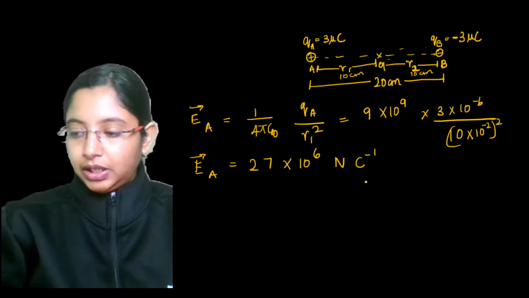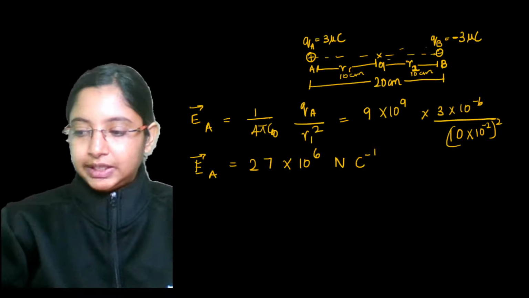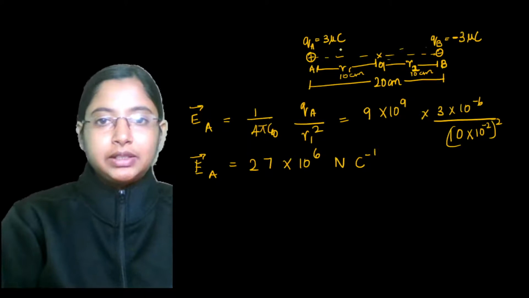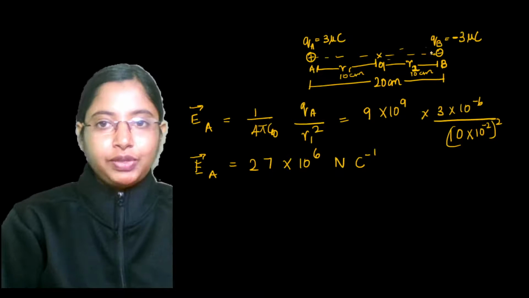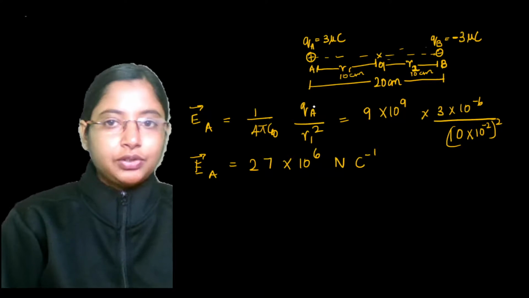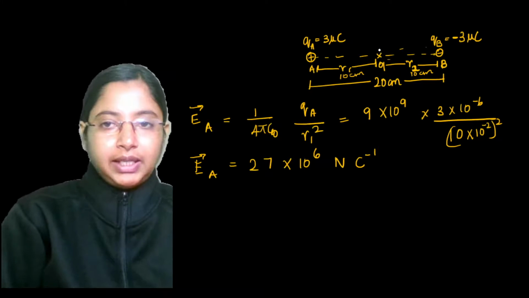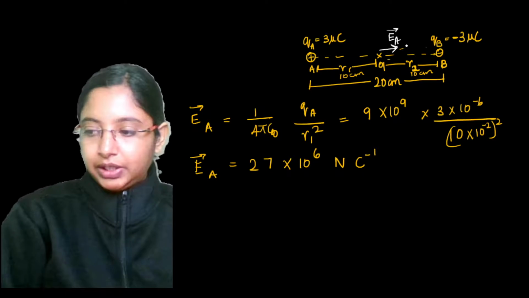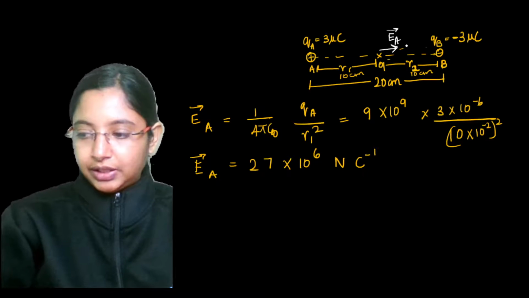Now, what will be the electric field? What is the direction of the electric field in this case? In this case, it's a positive charge and a negative charge, so the force will attract each other. The electric field will be in the direction of the force, right? So at this point, the electric field will be in this direction. This is for EA, right?